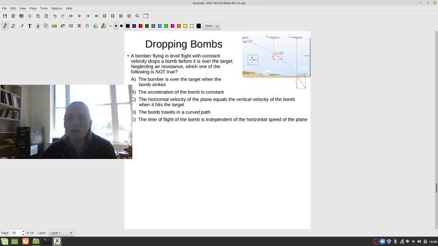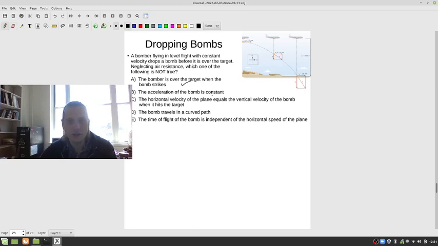Why? Well, as you see, the projectile goes in a curved path, and its speed is increasing in the y direction, but not in the x direction. In the x direction, the velocity vector is remaining constant. Okay, so which one of these is not true? The bomber is over the target when the bomb strikes. That is true. Why is that? It's because the x direction velocity is not changing.